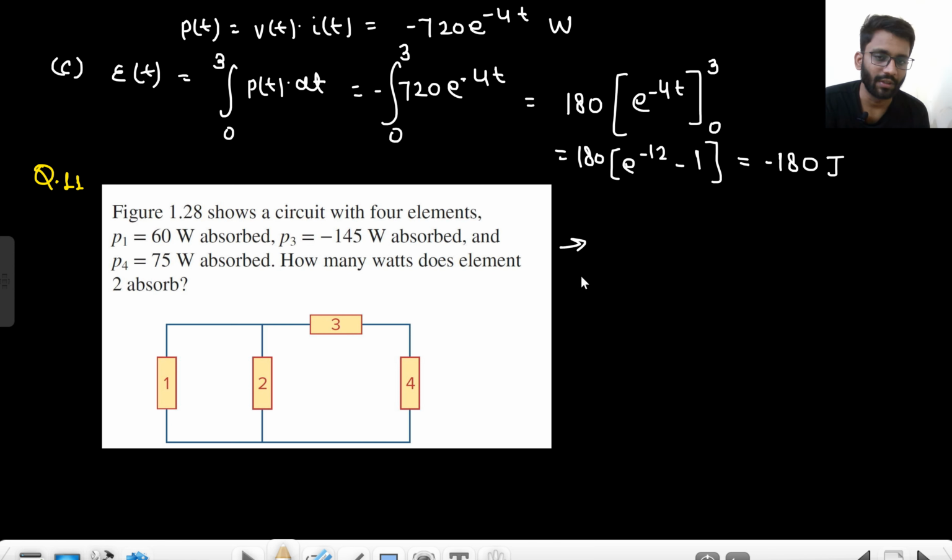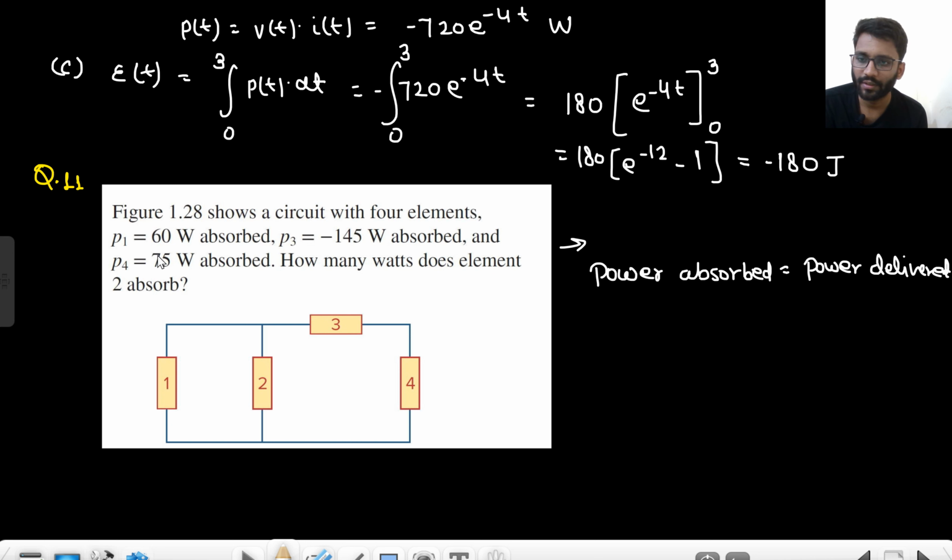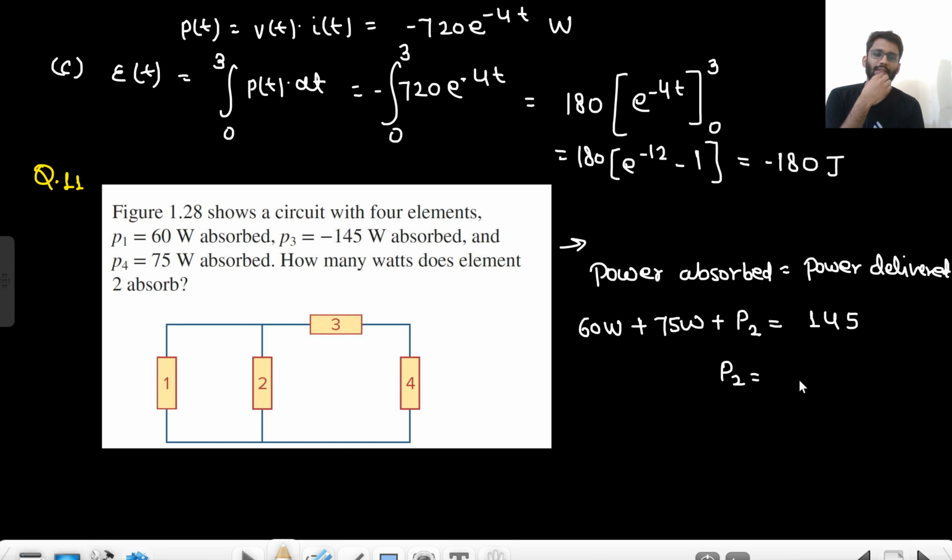One thing you know is that power absorbed is equal to power delivered, right? What is power absorbed? 60 watt is getting absorbed plus 75 watt is getting absorbed, and let's assume P2 is also absorbing power, so plus P2. And what is the power delivered? That is equal to 145. So P2 becomes 10.